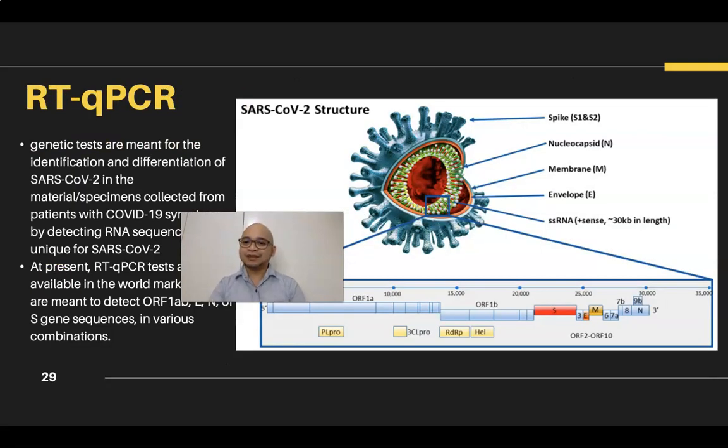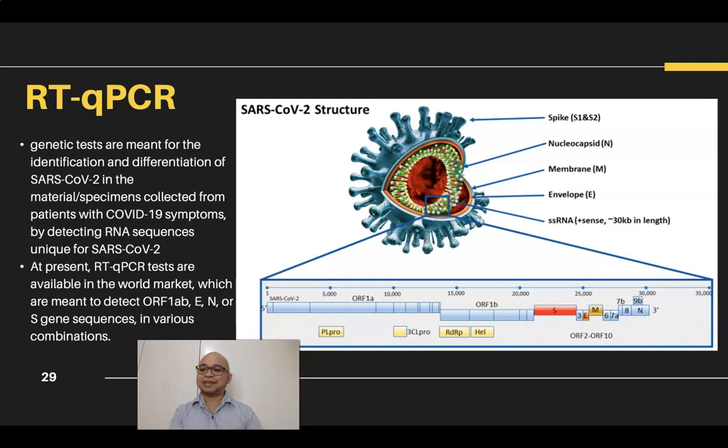So let's talk about the RT-qPCR. So genetic tests are meant for the identification and differentiation of SARS-CoV-2 in the material or specimen collected from patients with COVID-19 symptoms. So how do we do it? By detecting RNA sequences unique for SARS-CoV-2.